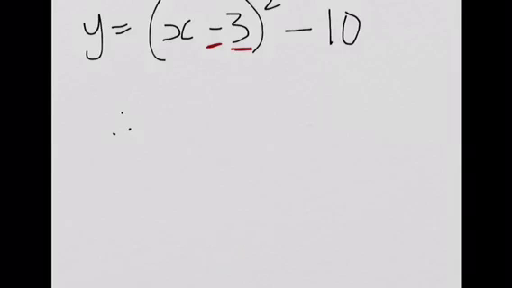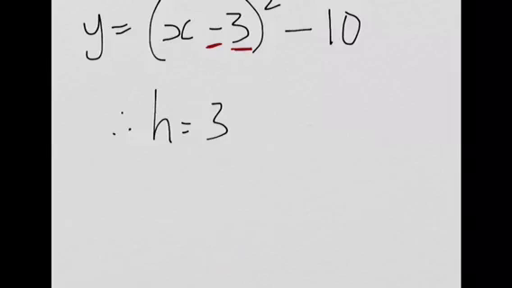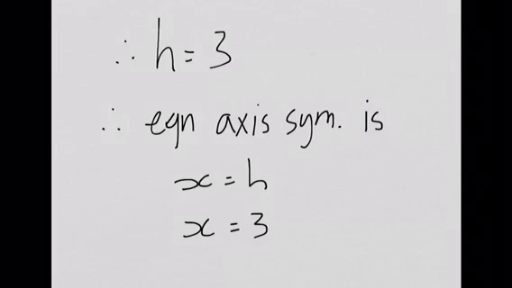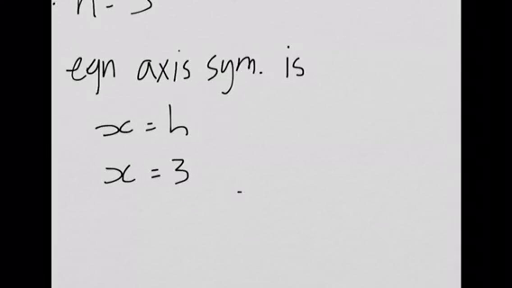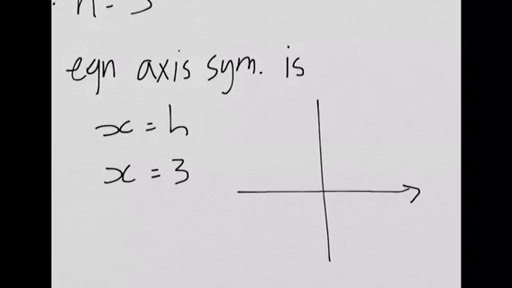Therefore h equals 3. Therefore the equation of the axis of symmetry, as said in the book, is x equals h, which in this case is x equals 3. Remember, when the equation only has one variable, it's independent of the other variable. The equation x equals 3 is a vertical line that goes through the 3 on the x-axis.